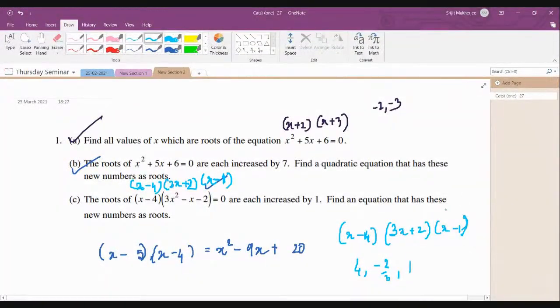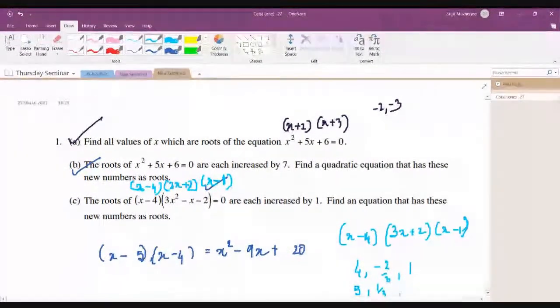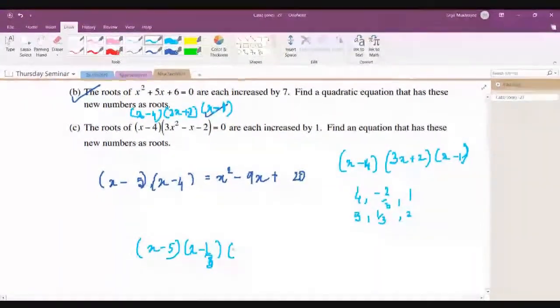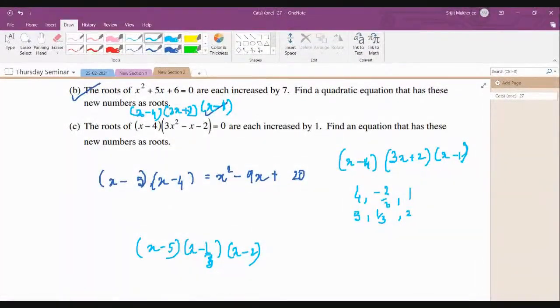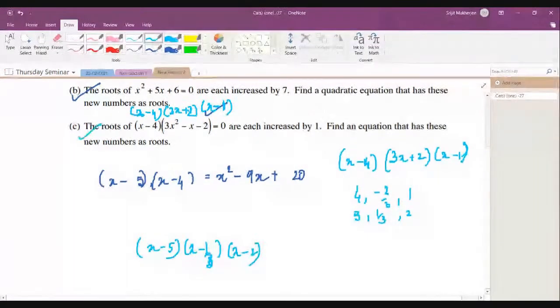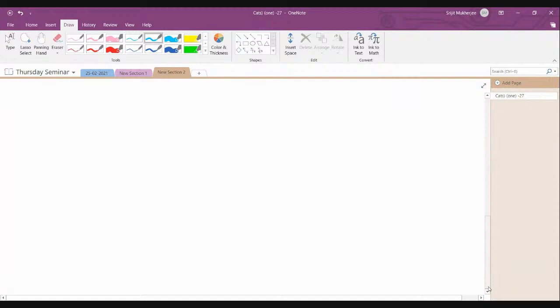These are increased by 1, so you get 5, 1 by 3, and 2. Therefore the new equation will be x minus 5 times x minus 1 by 3 times x minus 2. It's a very basic, easy exercise to expand this in terms of x. This is a very easy problem, so we should not spend more time on this. I think it's quite easy to solve. So let's move on to a harder problem.